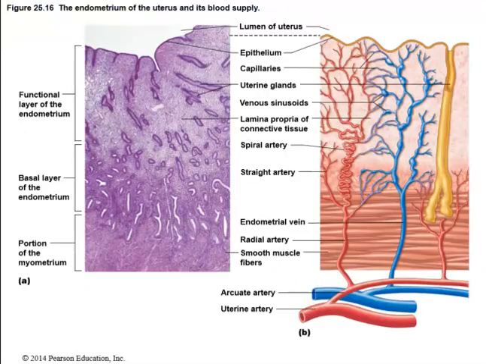So if we look at this next slide, we can see the spiral arteries here in this functional layer. And it's these spiral arteries that will undergo degeneration and regeneration during the menstrual cycle. So the endometrium, again, has two layers: the functional layer where the spiral arteries are located, and the basal layer of the endometrium. And below the endometrium, of course, we have that middle muscular layer, which is the myometrium.